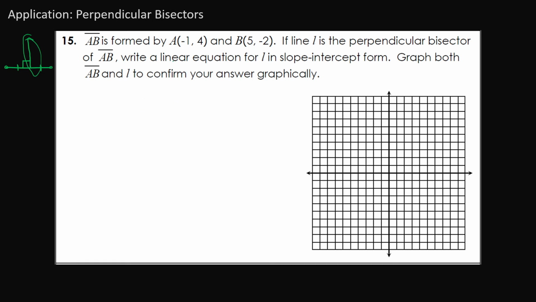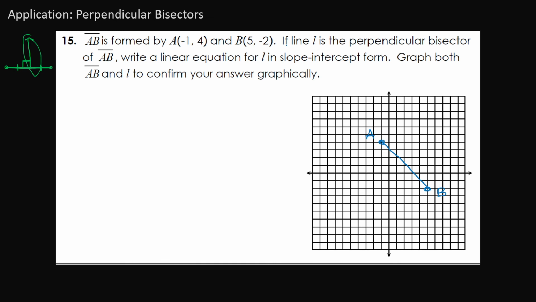Okay, so segment AB is formed by points A, that's negative 1, 4, and I'm going to go ahead and graph these right now. A is at negative 1, positive 4. And B is at 5, negative 2. 1, 2, 3, 4, 5, negative 2. So we've got segment AB.